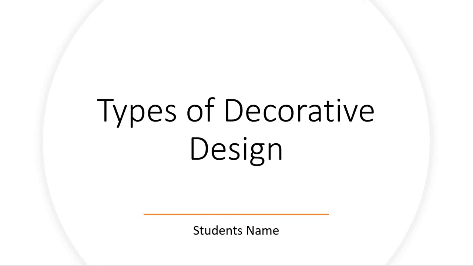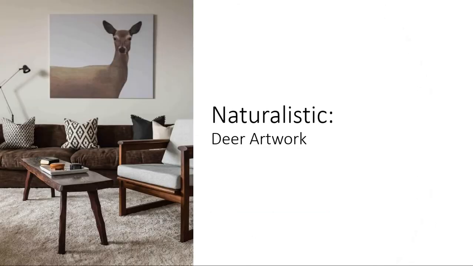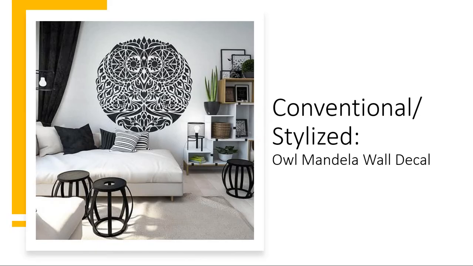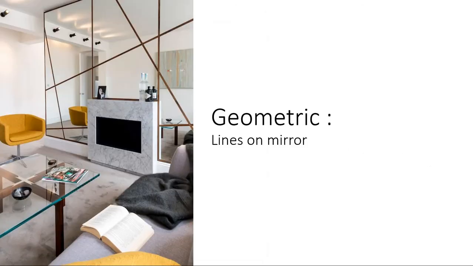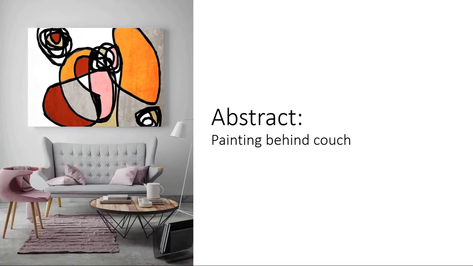Here's what a title slide looks like, types of decorative design with your name somewhere in there. Then I have my first one, which is naturalistic, and then I show a picture of the naturalistic design, and I also show how it's being shown, which is the deer artwork. Then we have our conventional / stylized. How it's being shown in this design is the owl mandala wall decal. Then I have geometric, and the way that it's being shown here is the lines in the mirror behind the fireplace. And then I have abstract, and the way that it's being shown is the painting behind the couch. So that is your assignment.